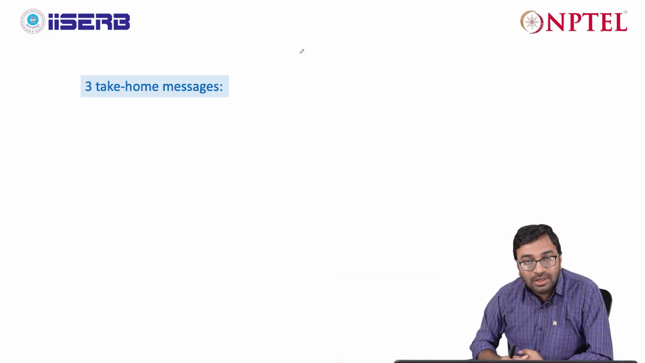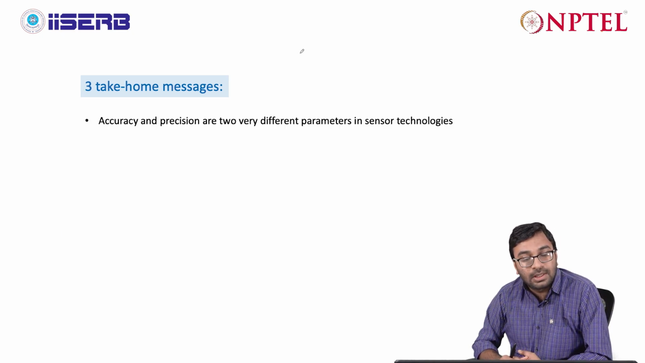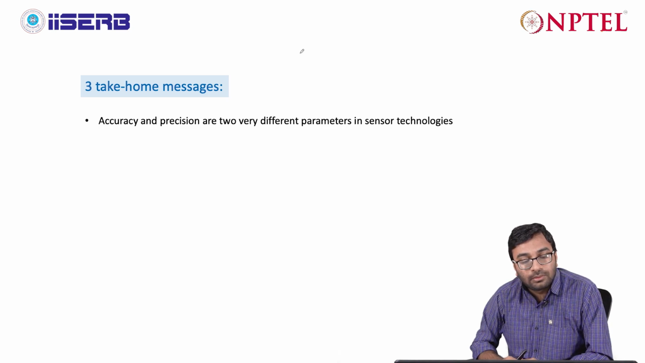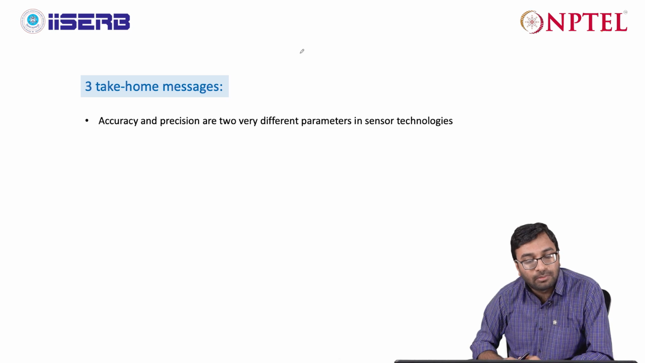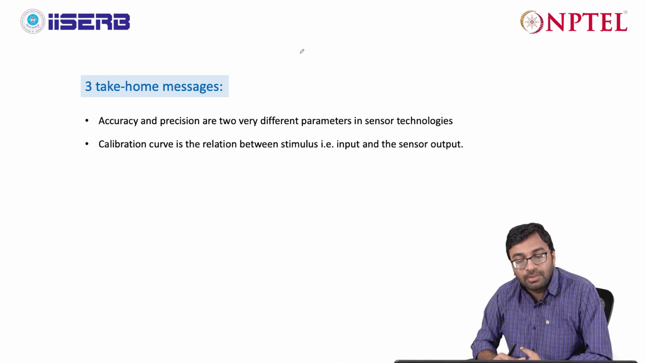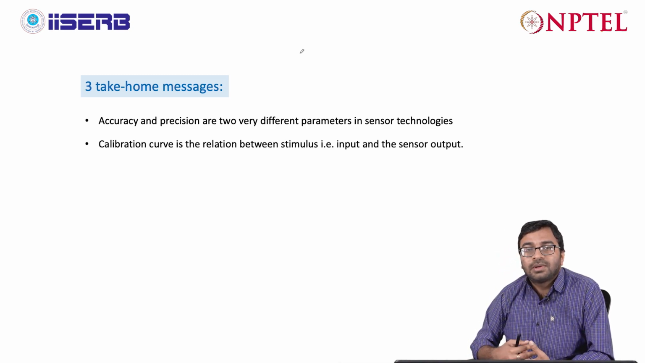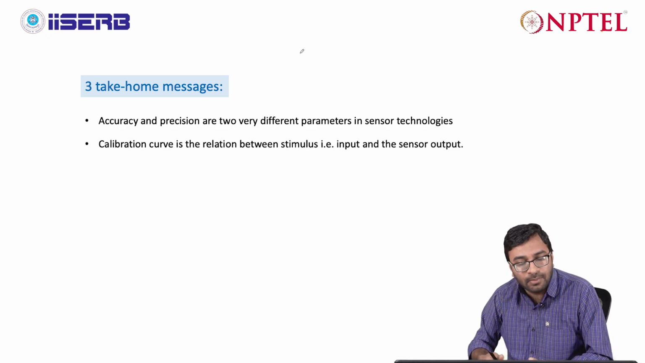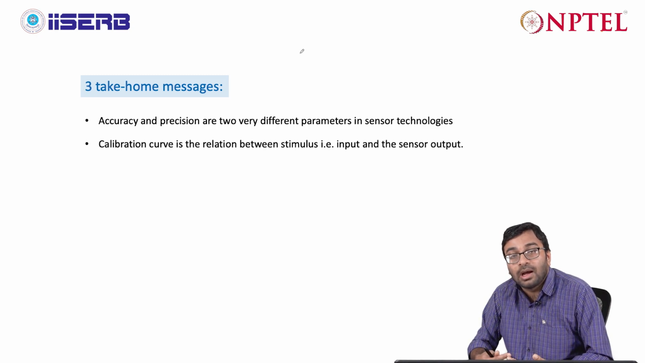So let us see what the take home messages are from whatever we have discussed so far. The first one is that accuracy and precision are two very different parameters in sensor technologies. We have seen that a sensor can be highly accurate but less precise, a sensor can be highly accurate and highly precise, and so on. So these two terms are very different as far as sensor technologies are concerned. Then we have seen that the calibration curve is the relation between the stimulus, that is input, and the sensor output. So it's nothing but the output characteristics of a device. If you think about a MOSFET, the MOSFET output characteristics is nothing but the relation between the input to that MOSFET and the output. So in a sensor also it is the same. The calibration curve is the relation between input and output of the sensor.